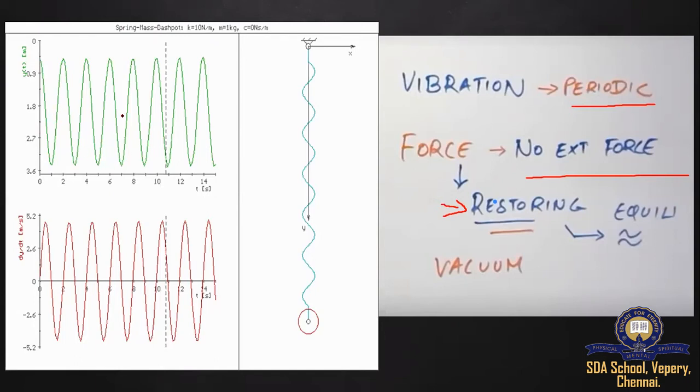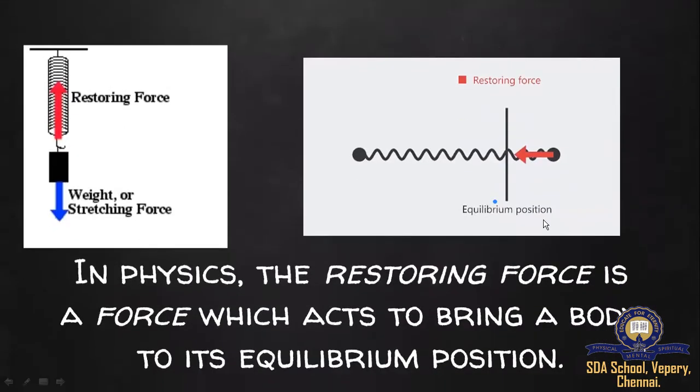See, it's very periodic. Each cycle takes exactly 3 seconds. So it is a periodic vibration and it has a constant amplitude. But there is no external force. Instead of an external force, who is acting? A restoring force is acting. So what is a restoring force? A restoring force is a force which acts on a body to bring it back to the equilibrium position.